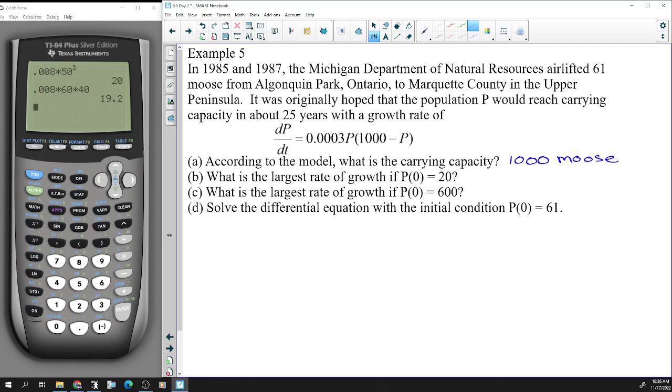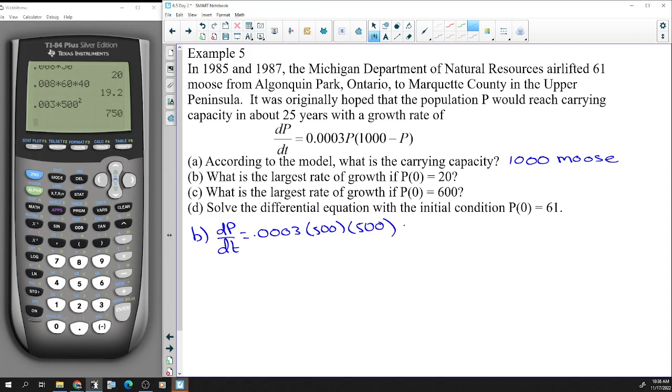What is the largest rate of growth if P of 0 equals 20? Well, that's not past halfway. So the largest rate we're going to see is when we're at half of the population, half of the carrying capacity. So that'll be 500 times, it ends up being 1,000 minus 500. So 0.003 times 500 squared. So 750. 750, what is this? Moose per year.